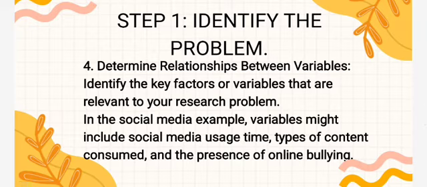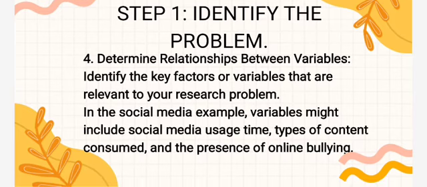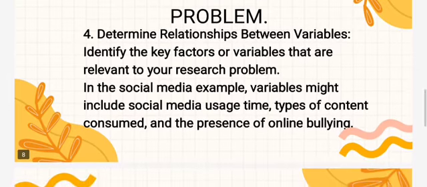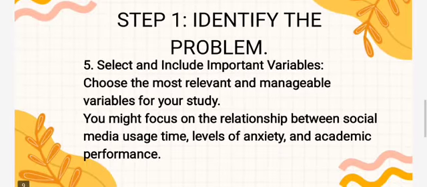Next step is determine the relationship between variables. First we need to find out the key factors or variables in our research topic that are relevant to your research problem. In the social media example, variables might be social media use time, types of content consumed, presence of online bullying, or different social media, how many girls are using specific social media websites. So these are our variables, and we need to find the relationship between variables, whether it is dependent or independent.